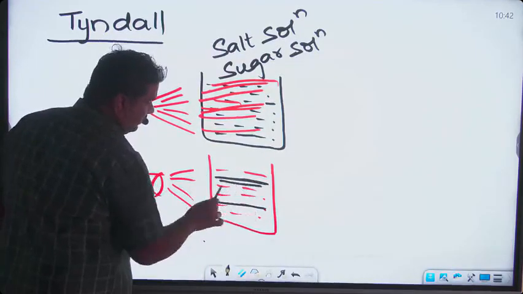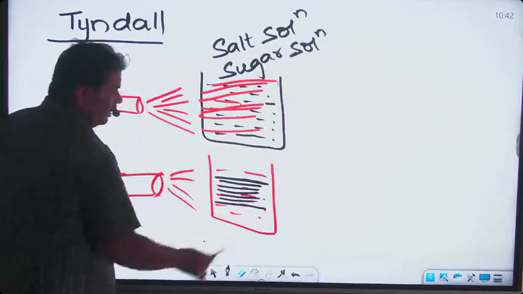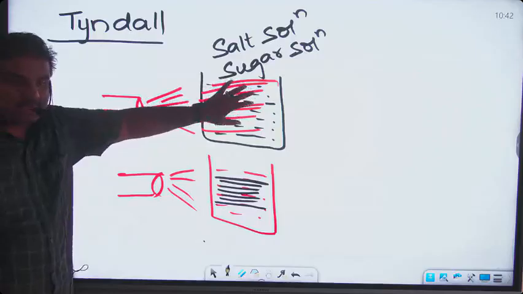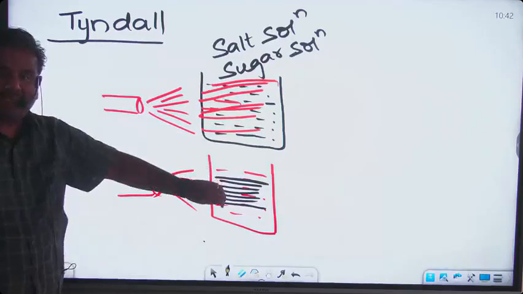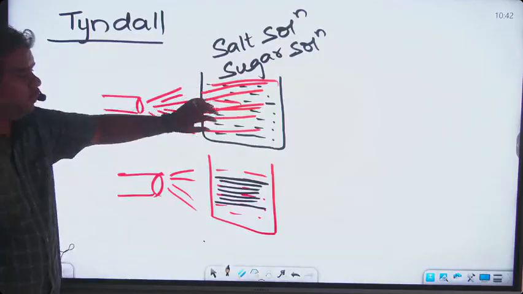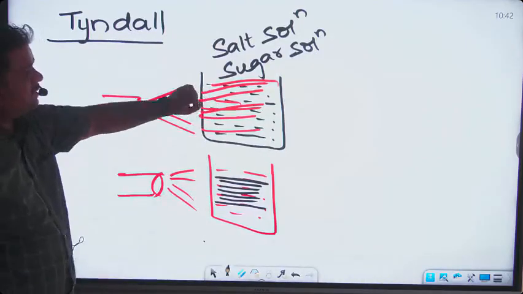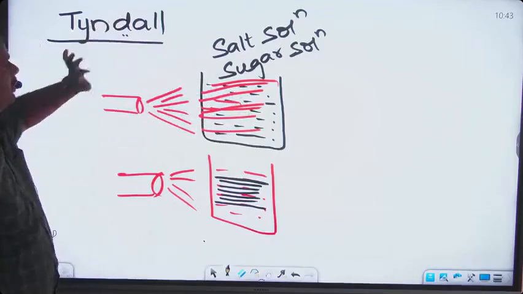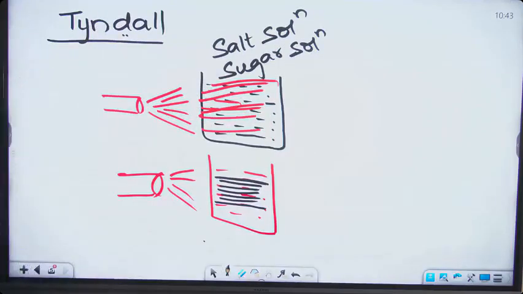we can simply trace out this one. So here in this case, light particles are all getting scattered, but here the light rays, instead of scattering, are traveling in the same direction. And this particular phenomenon wherein the light particles are totally scattered in a particular true solution, that is what is known as the Tyndall effect.